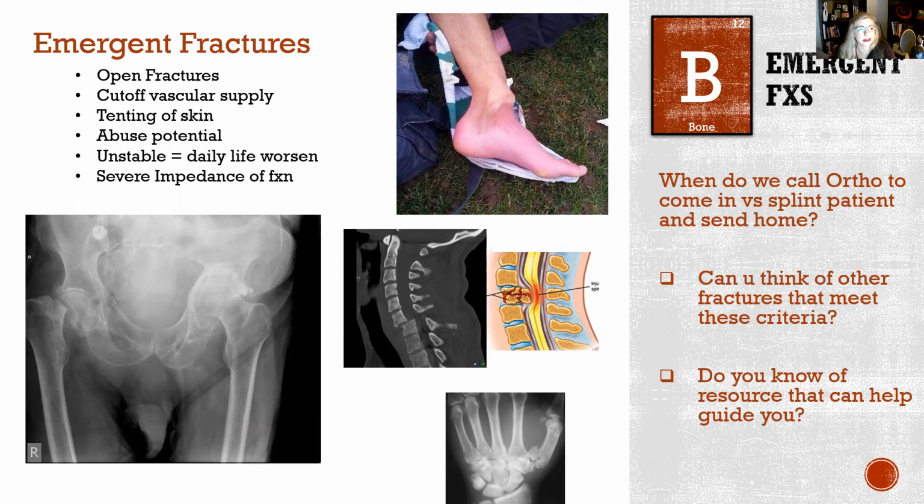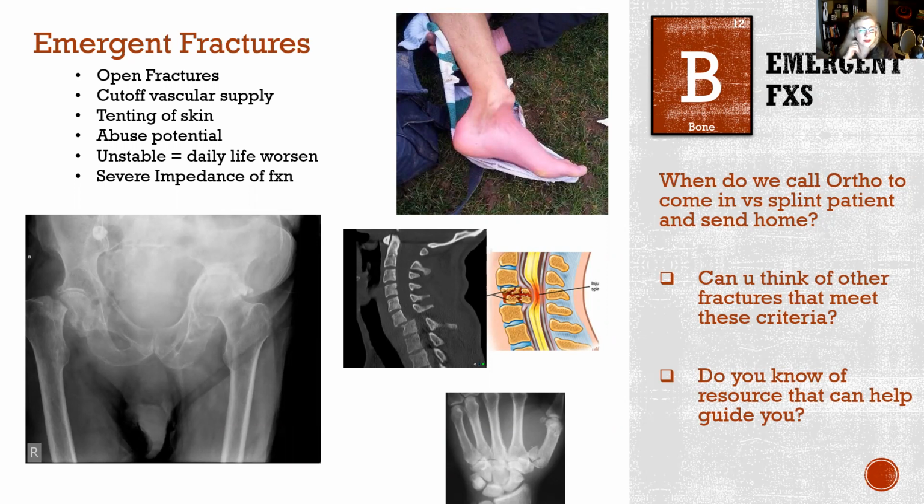And I've included here a list of the things that I could think make all the most sense. And that is any open fracture, anything that's going to cut off the vascular supply, any kind of tenting of the skin, which is threatening to kind of push through the skin and become an open fracture. Any fracture that looks like it could be caused by abuse. And that's more of a social issue, but you don't want to discharge that person back home to then get further abused. And then, of course, anything that is unstable, which means it's going to make their daily life or usual daily function worse.